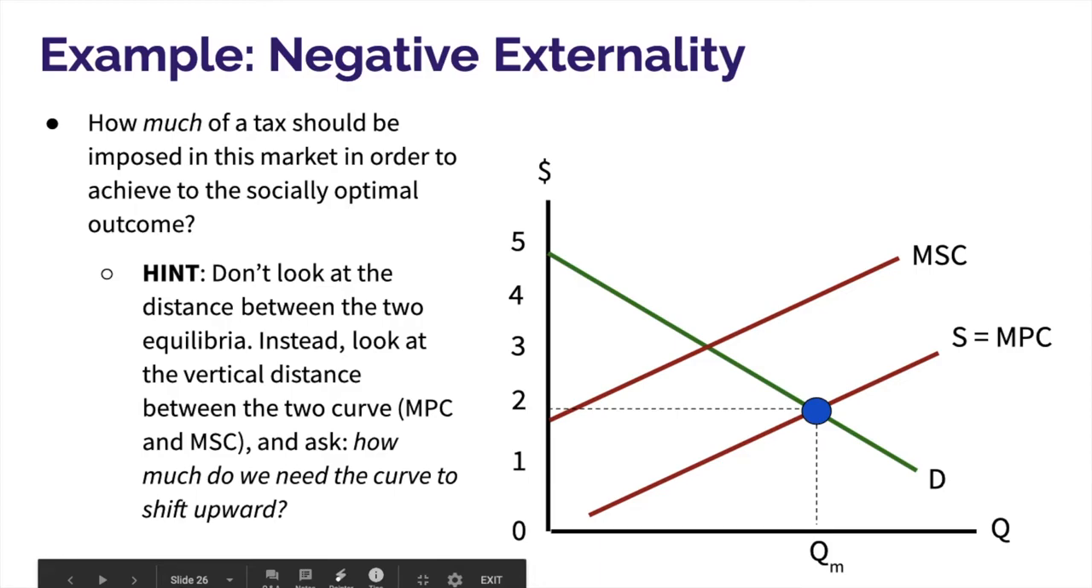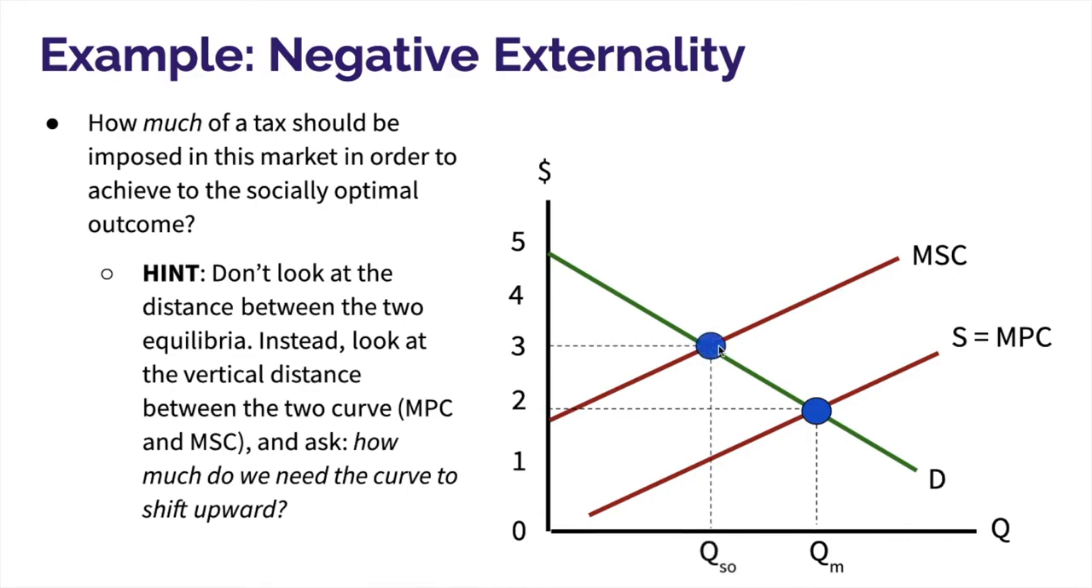So let's use an example. Okay, let's say we have a situation like this. And there is a negative externality. You can see that the marginal social cost is above the marginal private cost. This is a negative externality. So here's the quantity that exists in the market, and the price in the market is $2, but the socially optimal equilibrium would be here, right? At a price of $3 and fewer units in the market at QSO.